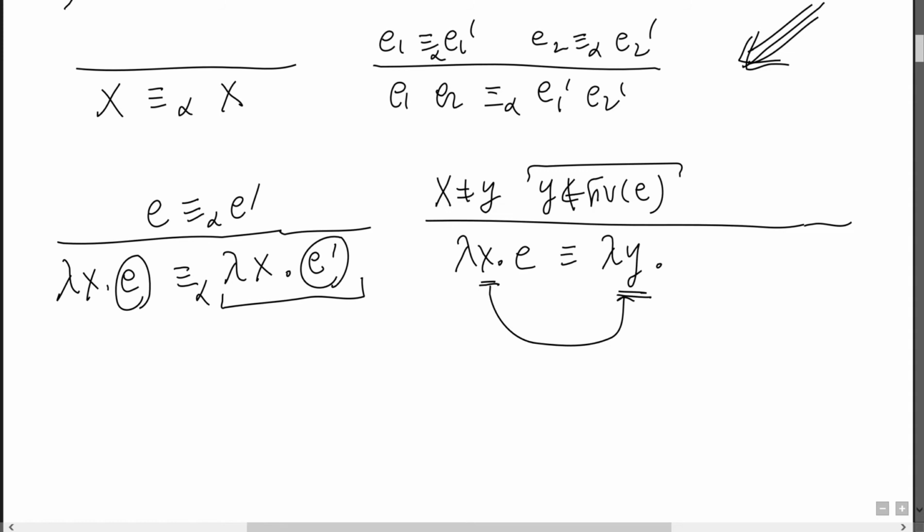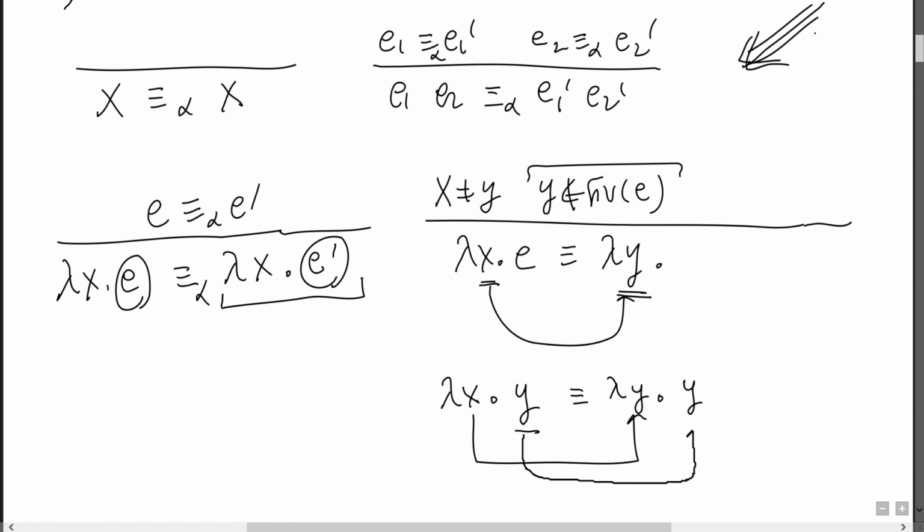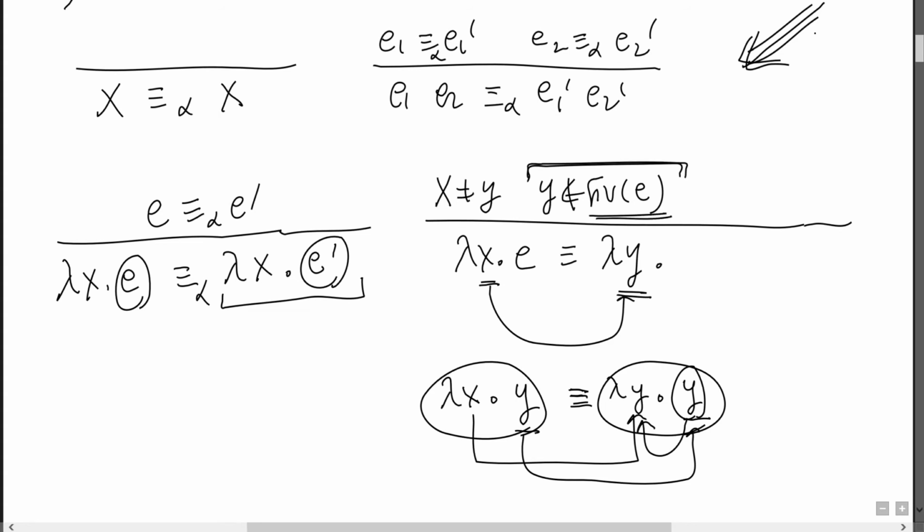So for example, you might have lambda x dot y. In this case, you don't want to rename this variable x into lambda y, because then if you leave this variable y as it is, suddenly this one becomes bound, and these two expressions are completely different. They denote different functions. So you have to make sure that y is not in the set of free variables of expression E.